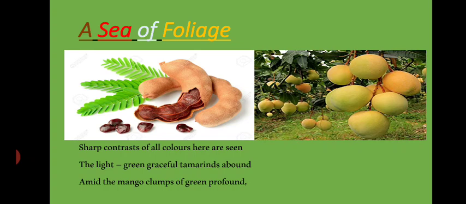So next she talks about the dark green color. Her garden is full of other fruits also besides tamarind, and the next fruit is mango.